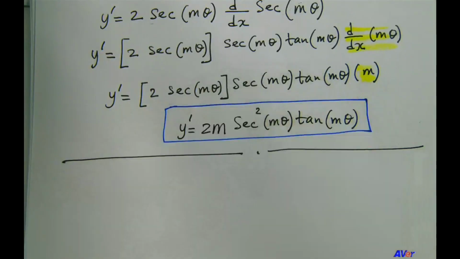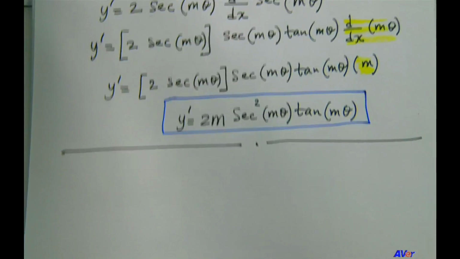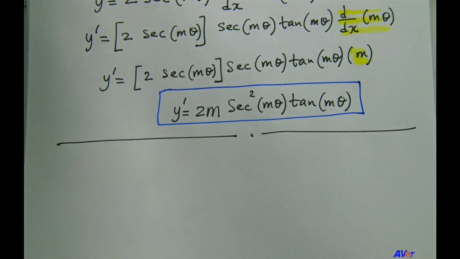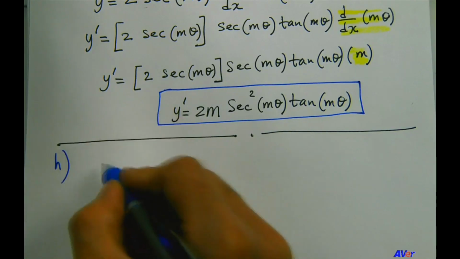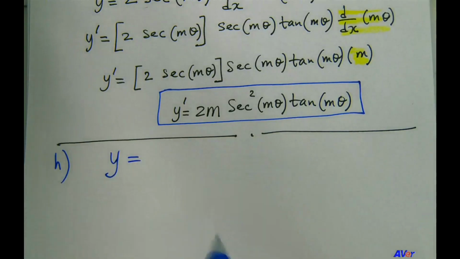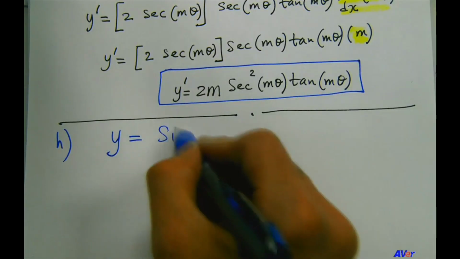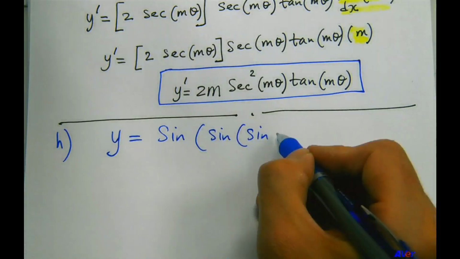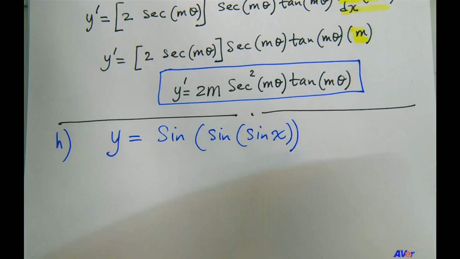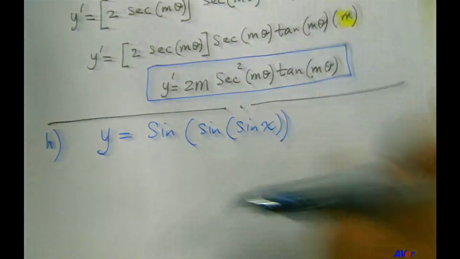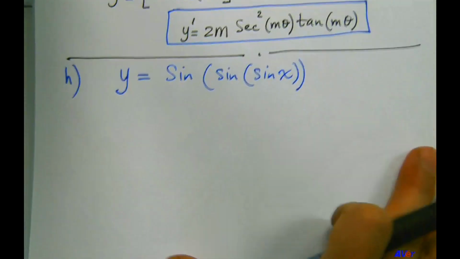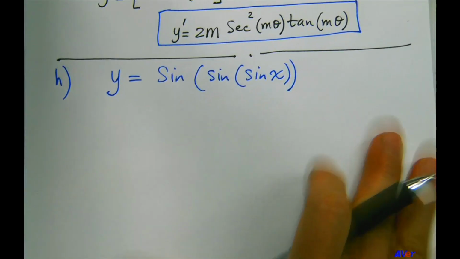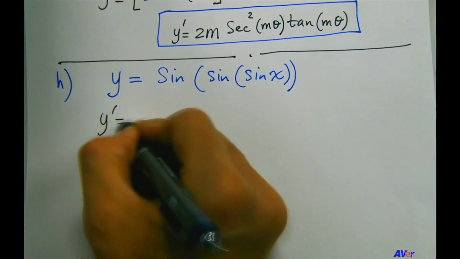I hope this matches what you found on your scratch paper. So next one, let's do an example of this form. We want to find the derivative of y equals sine of sine of x. This would be a good one for you to try on your own and then come back and compare your result with this. Okay, so we have y prime.